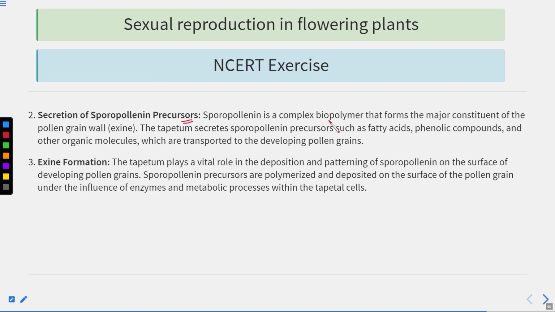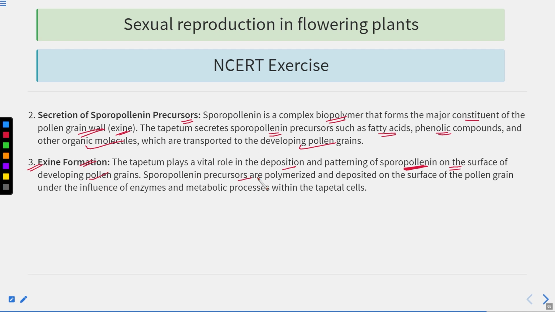Now, secretion of the sporopollenin precursors. Sporopollenin is a complex biopolymer that forms the major constituent of the pollen grain wall known as exine. Now, the tapetum secretes sporopollenin precursors such as fatty acids, phenolic compounds, and other organic molecules which are transported to the developing pollen grains. Now, third is the exine formation. The tapetum plays a vital role in the deposition and patterning of the sporopollenin present on the surface of the developing pollen grains.